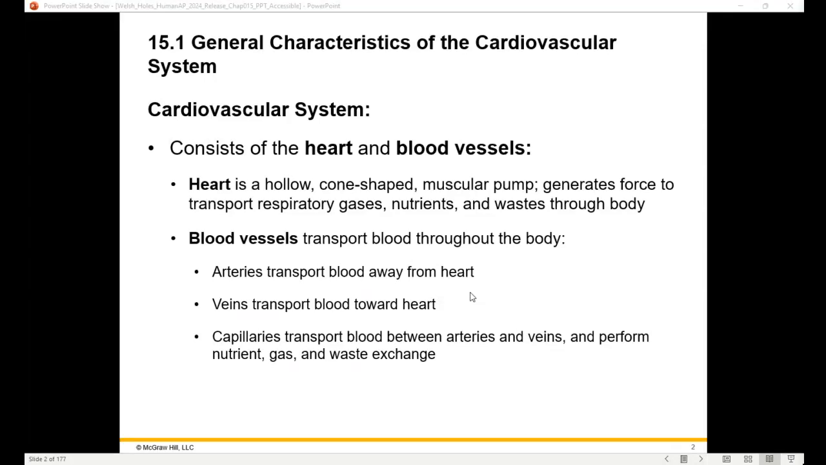So the heart's a hollow cone-shaped muscular pump, and it generates force to transport respiratory gases and nutrients and waste through the body. The blood vessels, of course, transport blood throughout the body. Arteries in particular transport blood away from the heart. Veins transport blood toward the heart. Capillaries transport blood between the arteries and veins and perform nutrient, gas, and waste exchange. So they provide the nutrients and gases to your tissues, and then they take the waste products off of it.